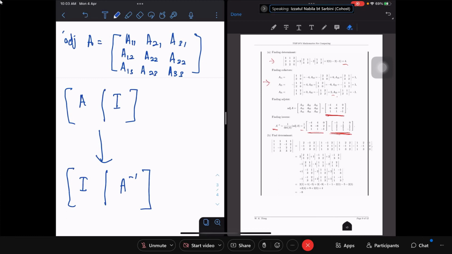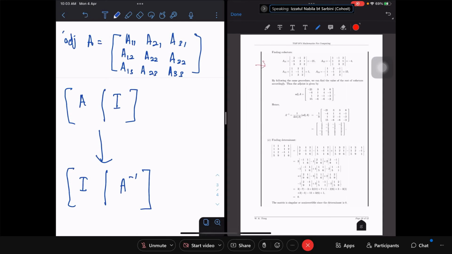Okay. Similarly for B, it's the same, just that this one is 4 by 4. So finding the determinant needs much more calculation. Your determinant is equal to negative 9 for B. You calculate the determinant, you get negative 9. And then you calculate the cofactors for every position. So you have to calculate for every position, and remember to transpose the positions, and you get the adjoint. Once you have the determinant and adjoint, you substitute into the formula here, then you will get your inverse. Okay.